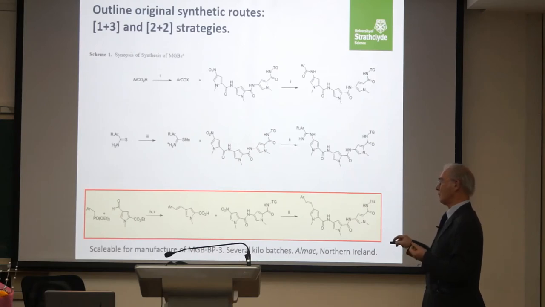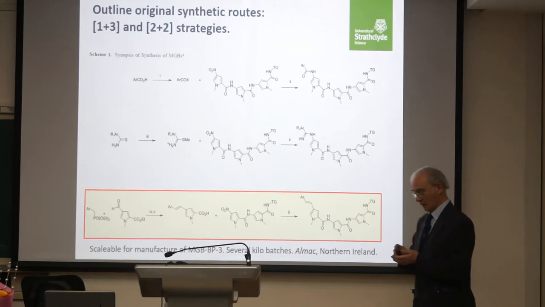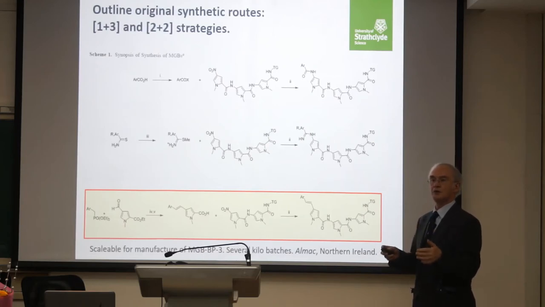And the important thing about that is it is scalable. It's been scaled up by the Almac company in Northern Ireland sufficiently to allow the production of kilo batches that have been used for clinical trials. And the scale-up followed about 90% exactly what the laboratory synthesis route had been. That's quite unusual. The step at which the biggest problem occurred was in the very final step.